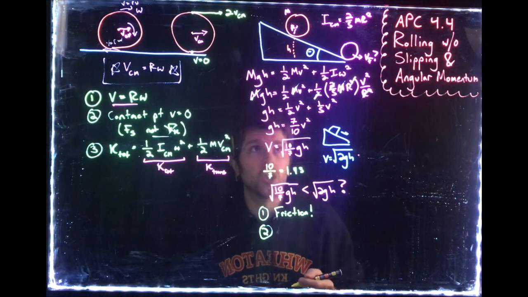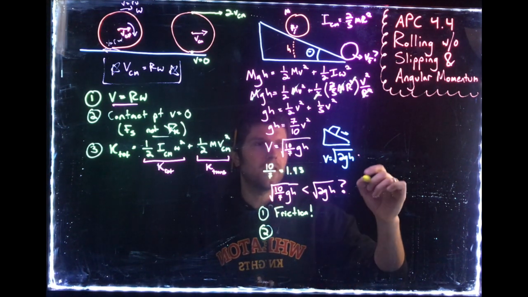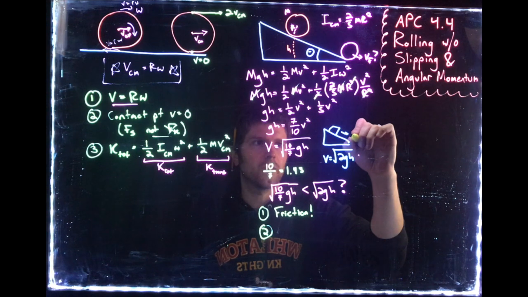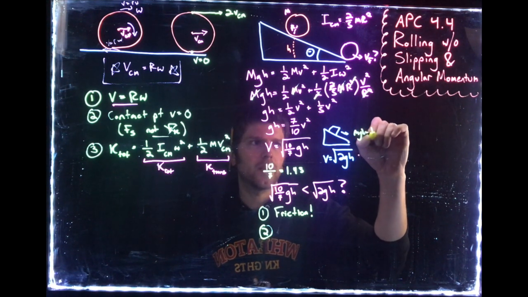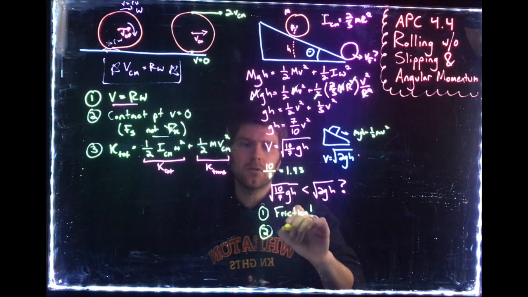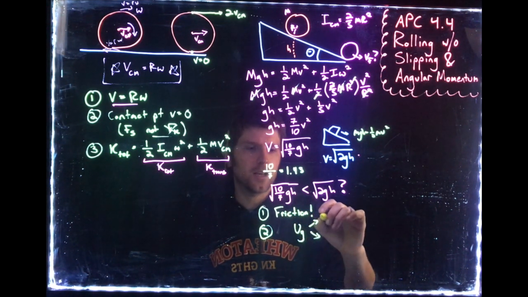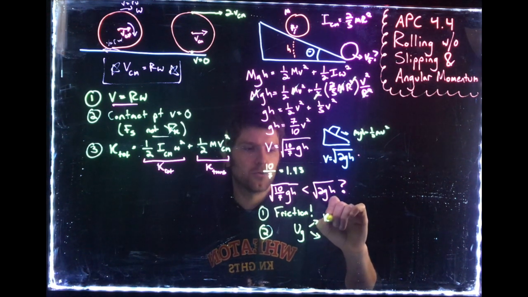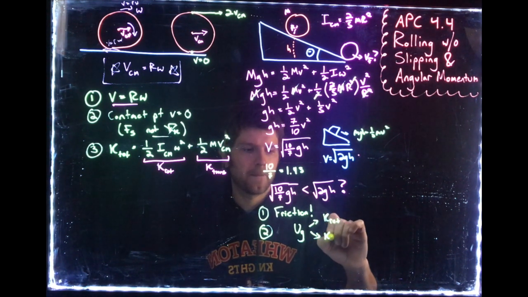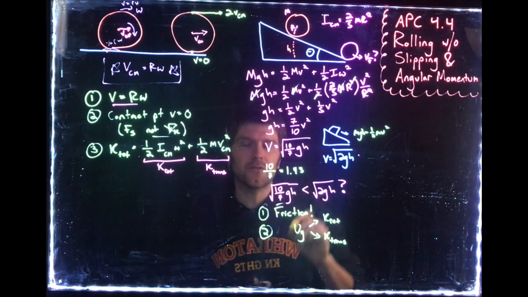This mgh, previously, it all went into kinetic energy, right? We had mgh equals 1/2 mv squared. It all went into translational. Now our potential energy has to go to two places. It has to go to rotational and to translational. And so because some energy is going into rotation, there's less energy left over to let it go quickly.